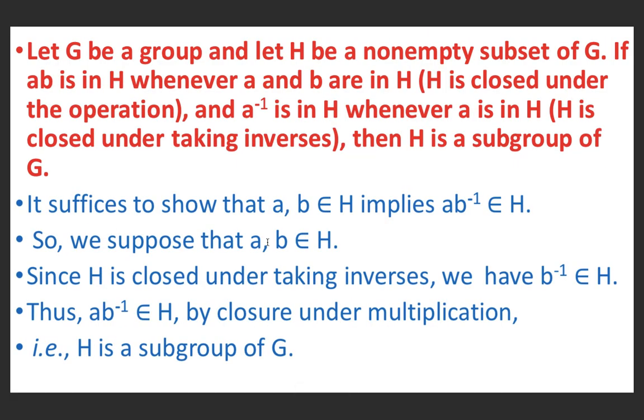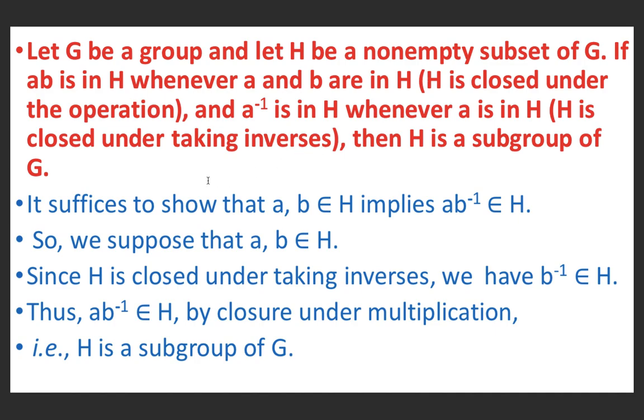Let G be a group and H be a non-empty subset of G. If AB is in H whenever A and B are in H, and A inverse is in H whenever A is in H, then H is a subgroup of G. If AB is in H whenever A and B are in H, we say H is closed under the operation of the group. If A inverse is in H, we say H is closed under taking inverses.